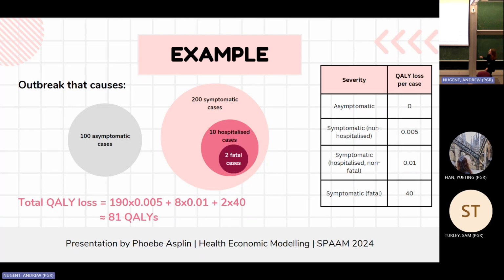So then calculating this is super easy. So we have 190, so this is 200 minus these 10 hospitalized cases, times 0.005, and then 8 times 0.01, and then 2 times 40. So we end up with around 80 QALYs.